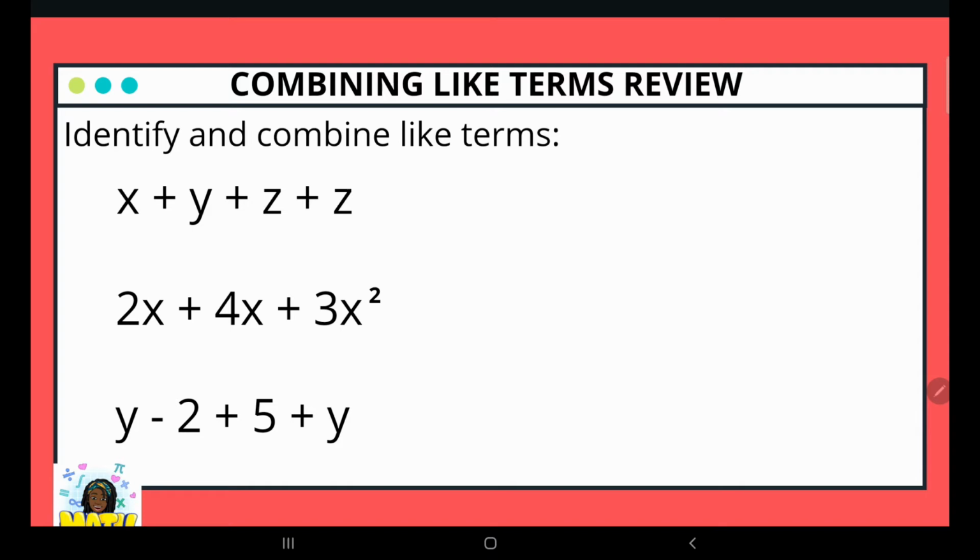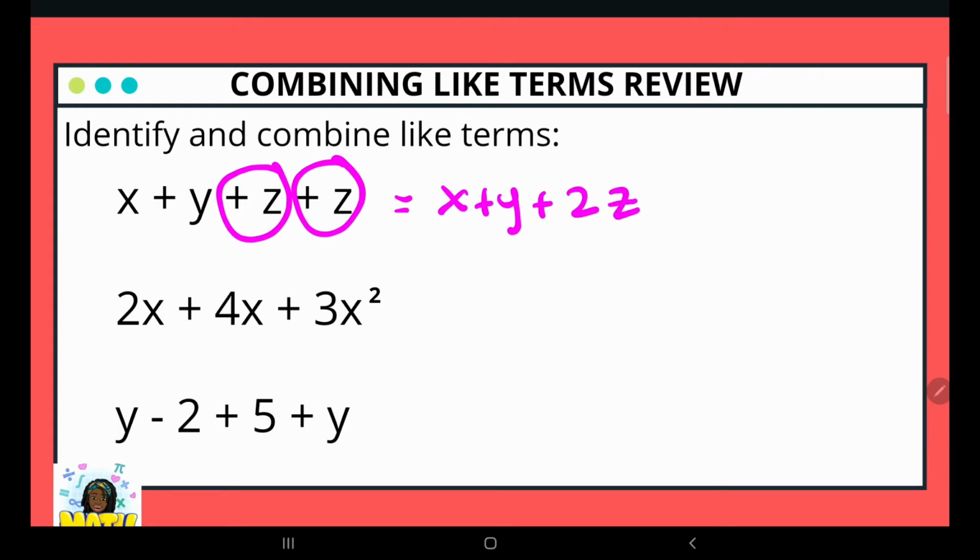In the first one, we're going to use shapes to identify our like terms. So the z terms are both like terms, and we want to circle those signs because we work with integers and we know that negatives and positives can make a difference in our response. So you want to include the sign with the variable. This would be rewritten as x plus y plus 2z.